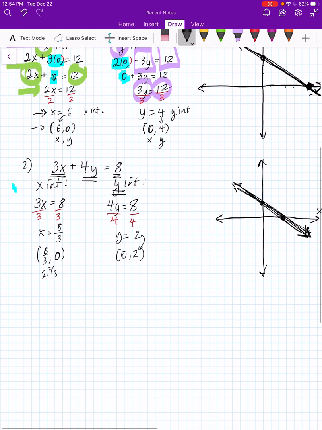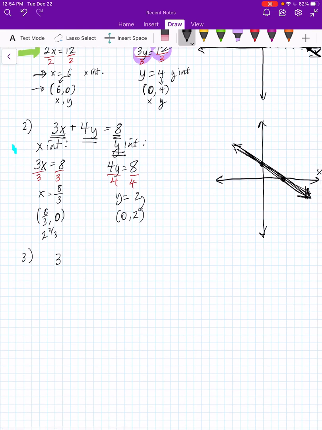Done. Here we go. Another one. Number 3. 3x minus y equals 9. So I need to find my x-intercept, and I need to find my y-intercept. If I'm looking for my x-intercept, I take my x term and set it equal to c. Solve. Divide by 3, divide by 3. X is equal to 3. Goes through the x-axis at 3.